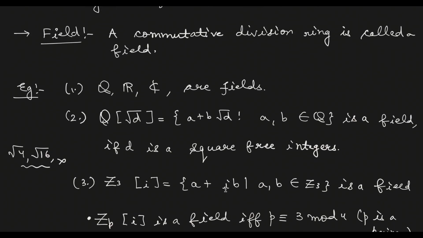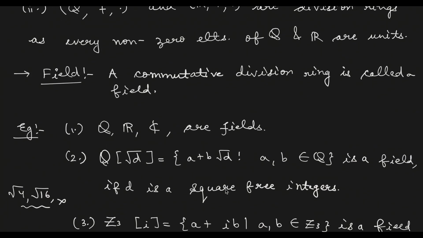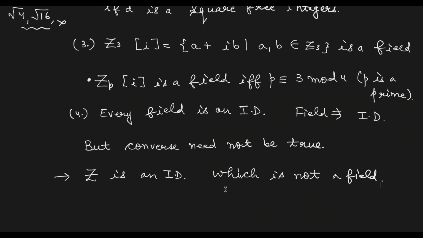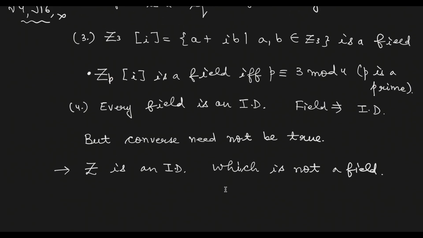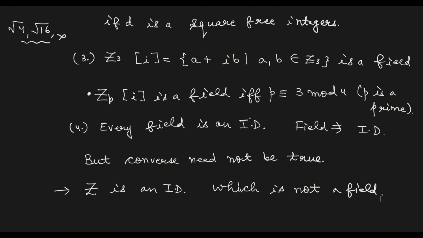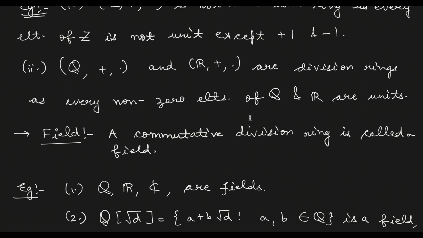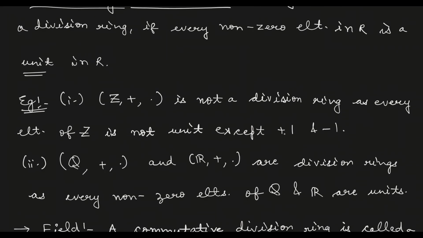To be a field, it must be a commutative division ring and also an integral domain. Yes, I am asking the same: every field is an integral domain, the converse is not true. Integers is an integral domain, but it is not a field. The reason is that it is not a division ring. Integers is not a division ring, right? The only units were 1 and -1.